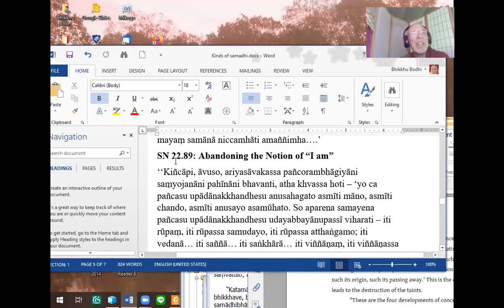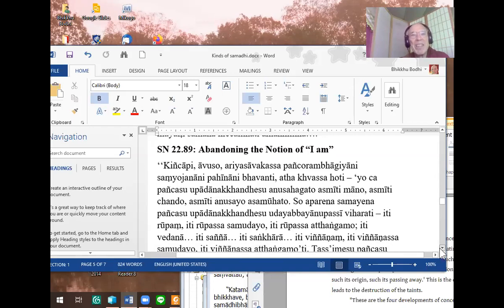And then in Samyutta Nikaya, chapter 22, sutta 89, it says that when the noble disciple dwells contemplating arising and falling away in the five aggregates, then the subtle conceit 'I am,' the desire 'I am,' the inclination 'I am' that occurs in relation to the five aggregates, that is eradicated, that is eliminated.